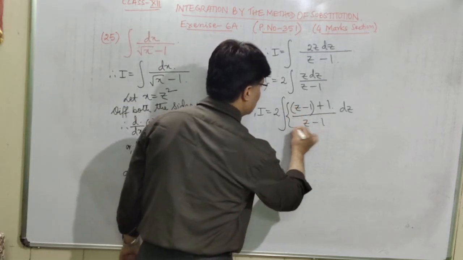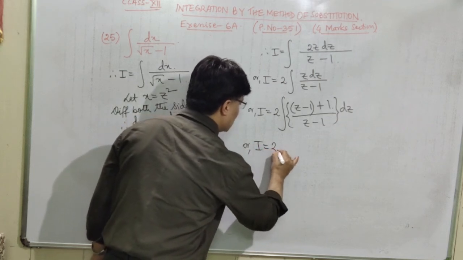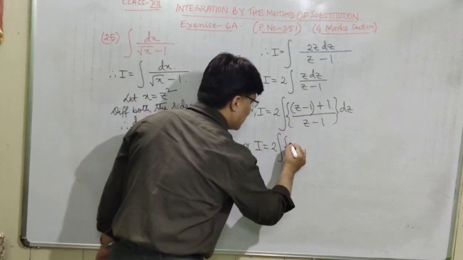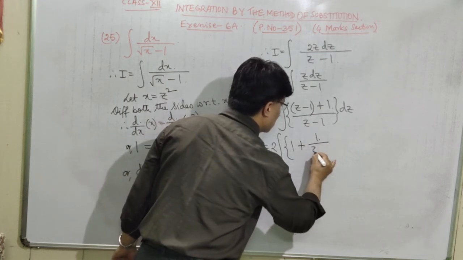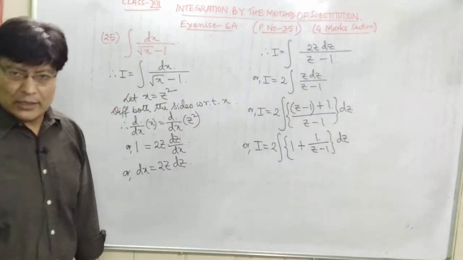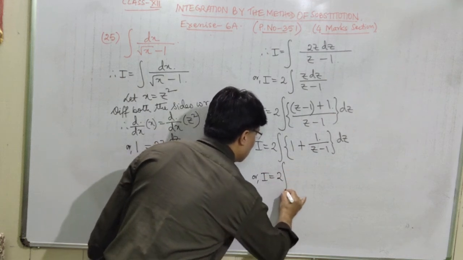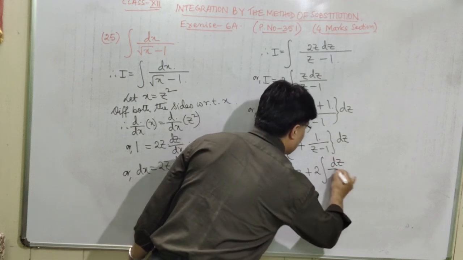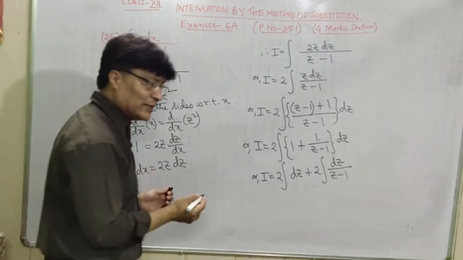Now you can separate this term. So I is equal to 2 integral of, within the second bracket, what about z minus 1 divided by z minus 1? It is 1. Plus next, it is 1 upon z minus 1, second bracket closed, dz. Understood? Now you can separate the term. I is equal to 2 integral dz plus 2 integral dz divided by z minus 1. Now you can easily integrate them.